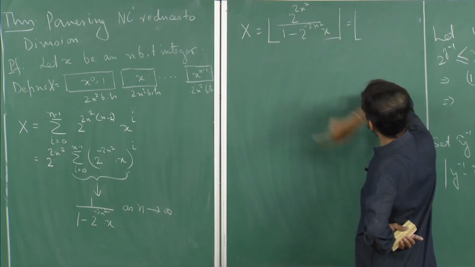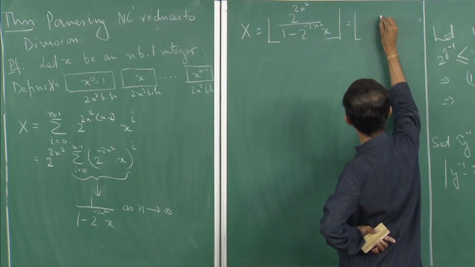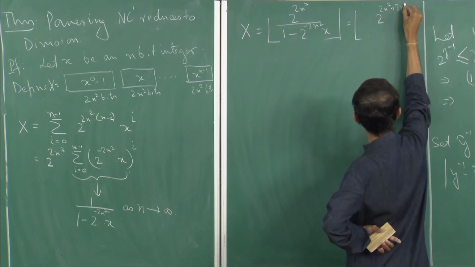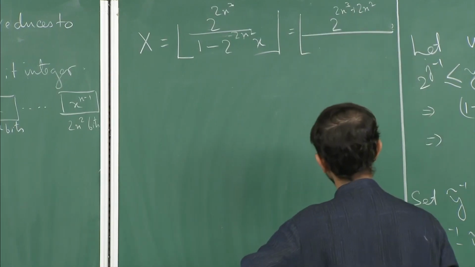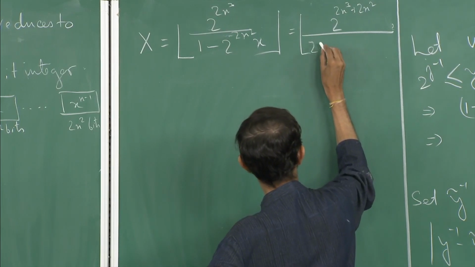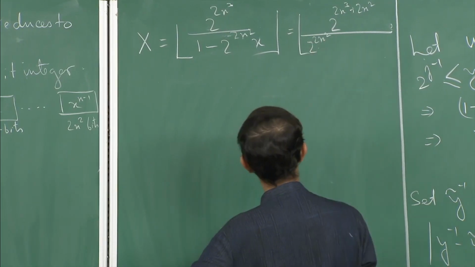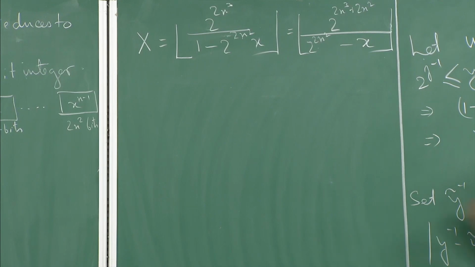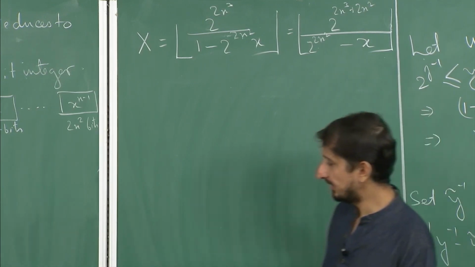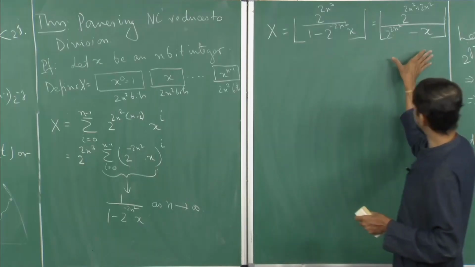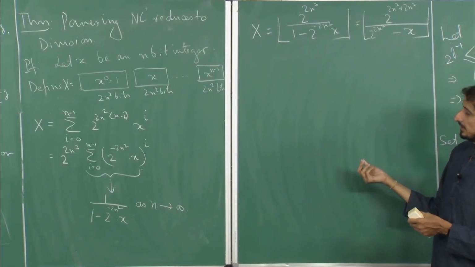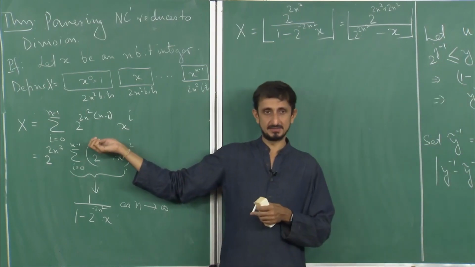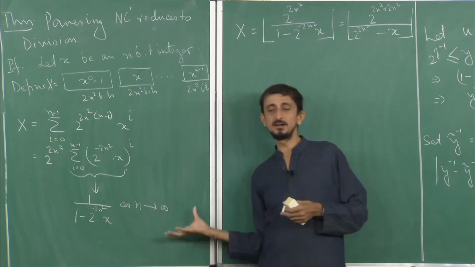So multiply both numerator and denominator with 2n square. So I will get 2 to the power 2n cube plus 2n square divided by 2 to the power 2n square minus x. Okay. So again, what I am trying to say here is that observe that this quantity that I am computing here is kind of greater than the actual value of x, right? Greater because I am taking some additional terms over here.